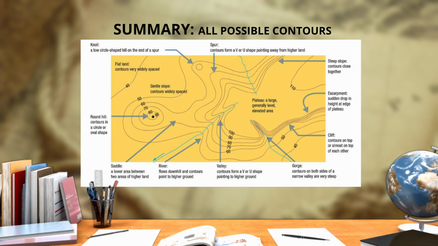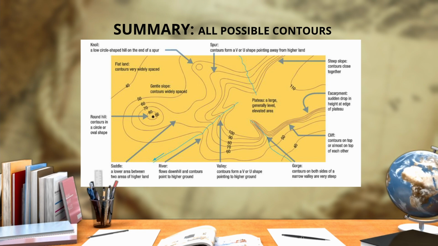Then we can see the valley where the contours are in a V shape with a smaller number, which is 50 meter, inside the V. Then we have a river which is drawn in there, obviously flowing toward lower land. Then we have a round hill there, which is in a concentric, circular space, but that circular space has a smaller inner space. Then we have our saddle there, which is a land between two higher land.